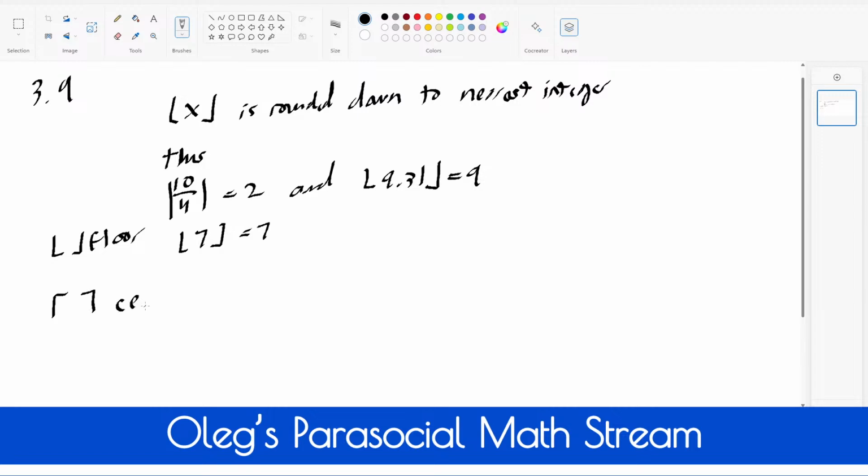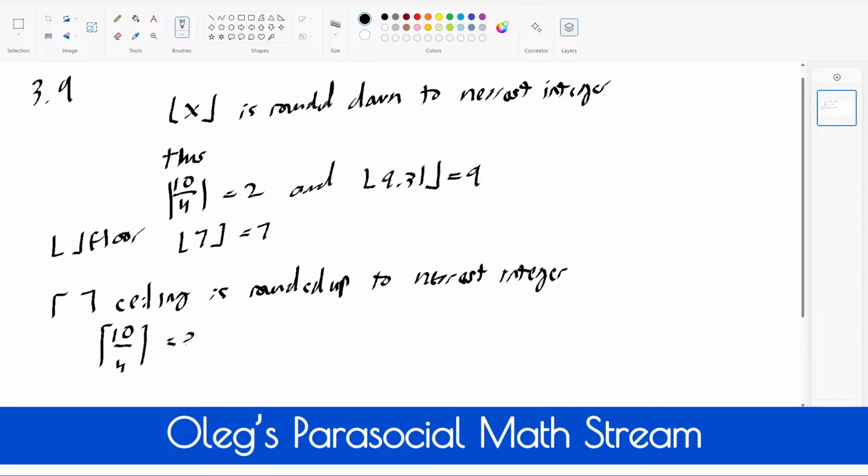And this is called the ceiling, which is x rounded up to the nearest integer. So then the ceiling of 10 over 4 is equal to 3, the ceiling of 9.31 is 10, and the ceiling of 7 is 7. The division principle is often illustrated by a simple situation involving pigeons.